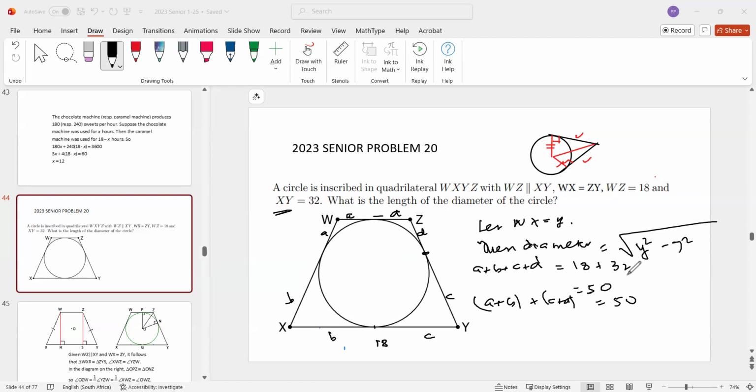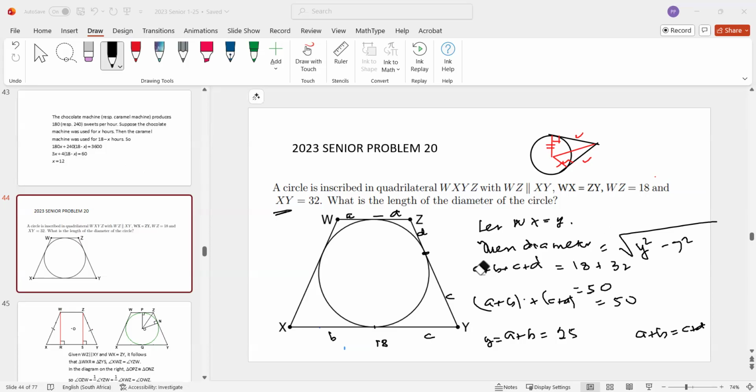But A plus B is equal to C plus D. It's given that this line is equal to this line. So these are two equal numbers. So A plus B must be 25. So this line here, WX, which is A plus B, that's your y. That's 25. Originally I named this y, this entire line. So that is 25.